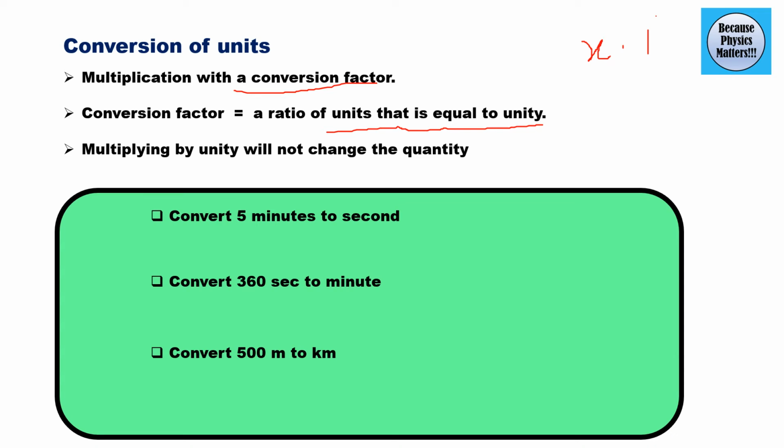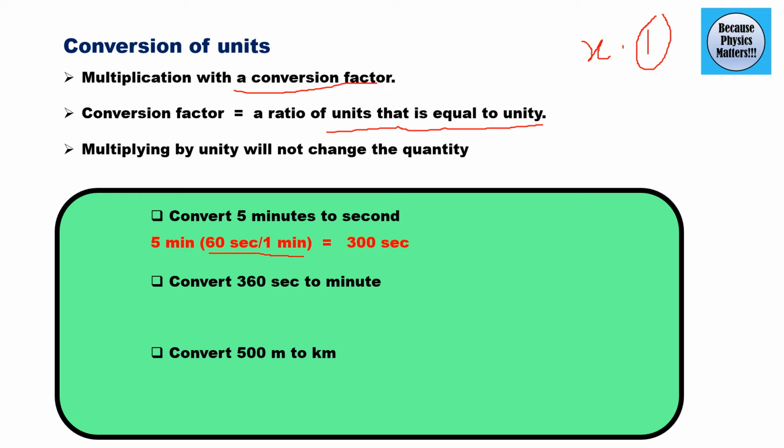So this is your conversion factor. Now this 1 is actually a ratio of units that is equal to unity. I will tell you how. For example, if you want to convert 5 minutes to seconds, so now your unit is in minutes and you want to convert it into seconds, so what will you do? You simply multiply 5 minutes with a conversion factor.